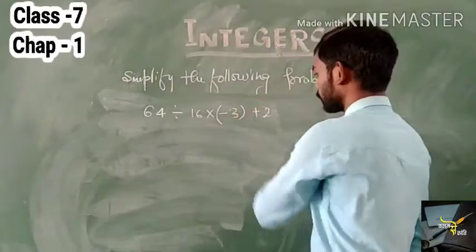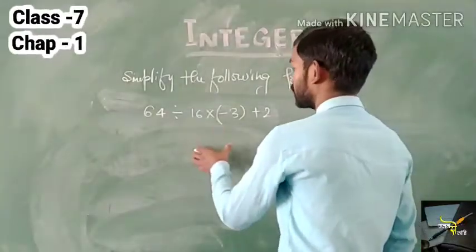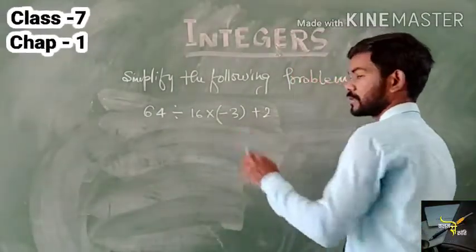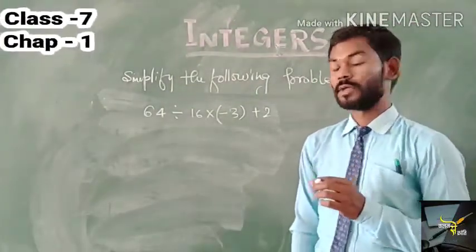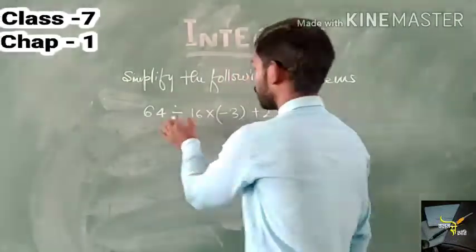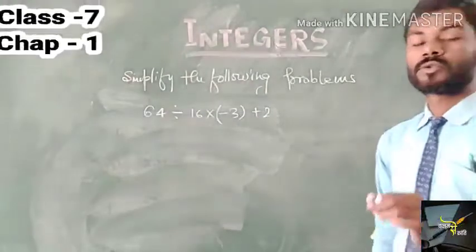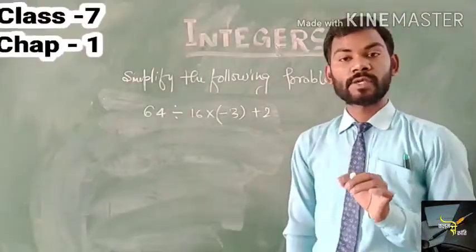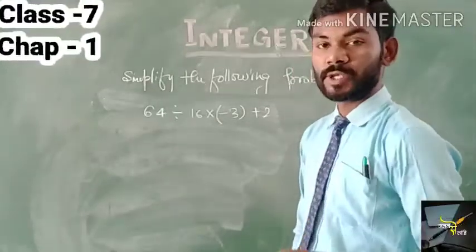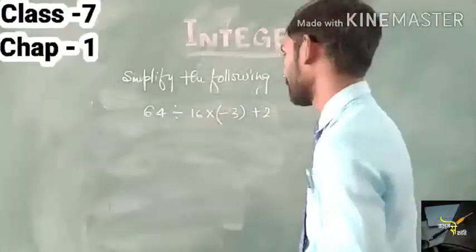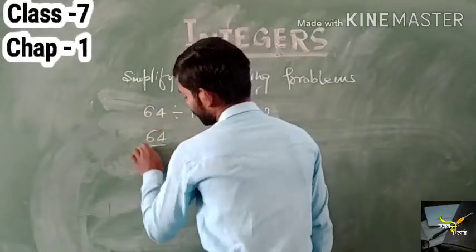Okay, here we can see that one term is a negative integer and all other terms are positive, and also it has the signs of division, multiplication and addition. So first of all we shall solve the term which has the division sign after it. So here first we divide 64 by 16.